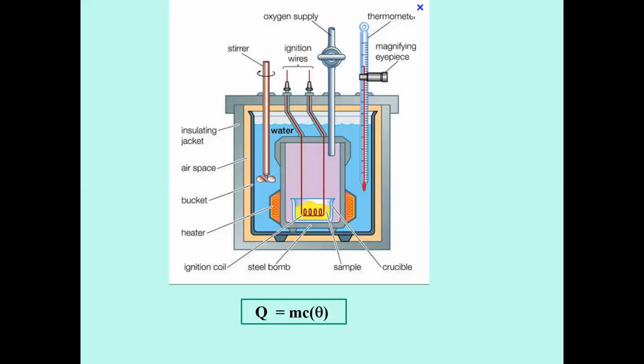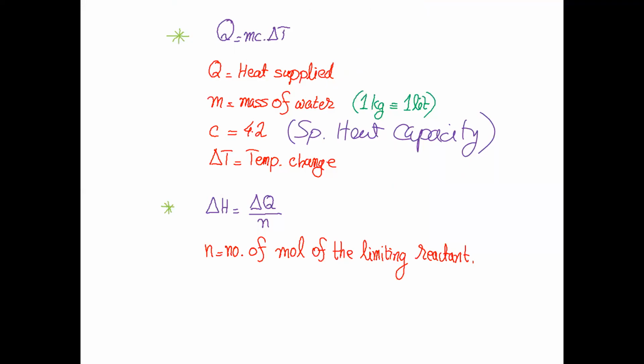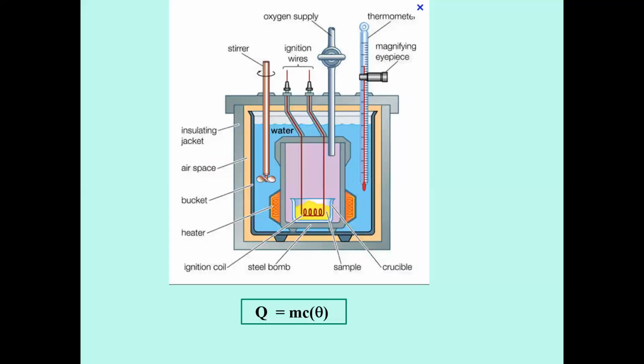Okay. Now, this is called a calorimeter. We put all the reactants and we allow the reaction to proceed. And we use this O-level physics formula, Q is equal to MC delta T, which we will later convert into enthalpy change.